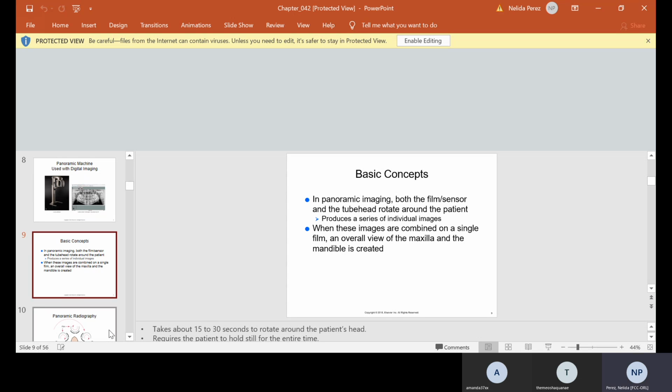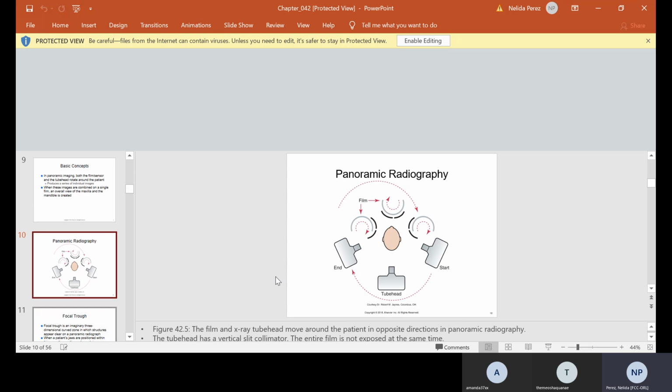Basic concepts in panoramic imaging: both the film sensor and the tube head rotate around the patient, and it produces a series of individual images. When these images are combined on a single film, an overall view of the maxilla and the mandible is created. So this is what they're showing you.